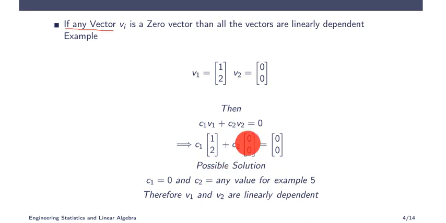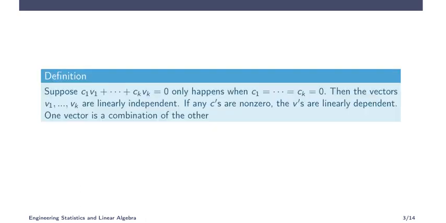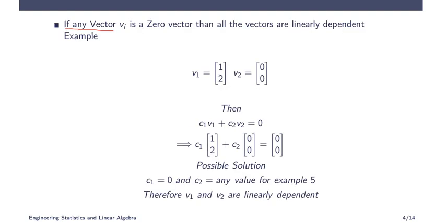For example, if you put 5, then C1 into (1, 2) plus C2 into 5. Since C1 is 0, it is 0 plus 5 into (0, 0), which is 0. So C2 is not a 0 element. According to the definition, if any C is non-zero, here one of the C's is not 0, that is why this is linearly dependent. This is one of the cases. Remember, if any vector in the vector series is a 0 vector, then they are linearly dependent.